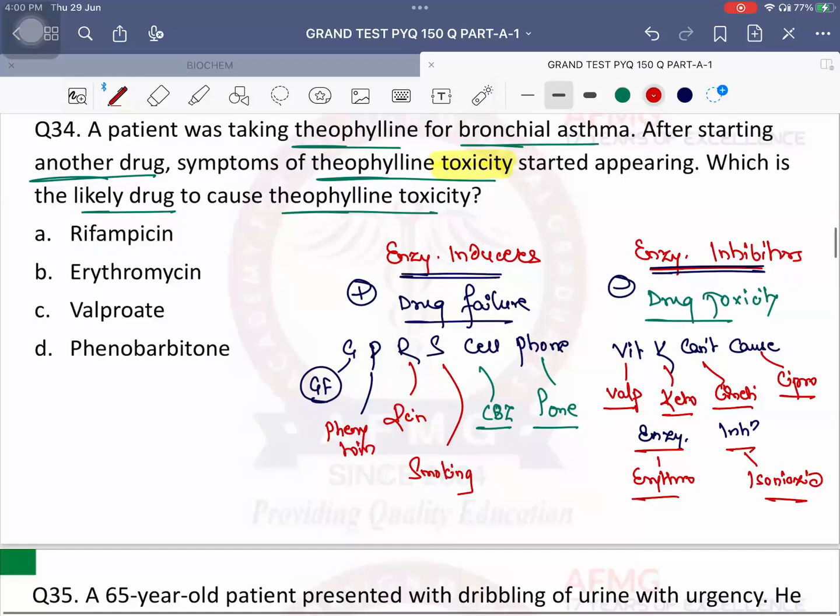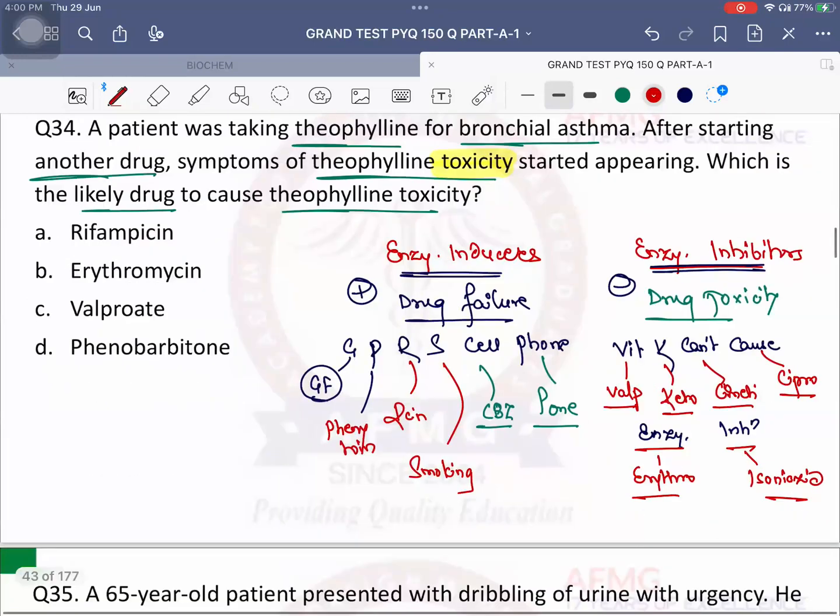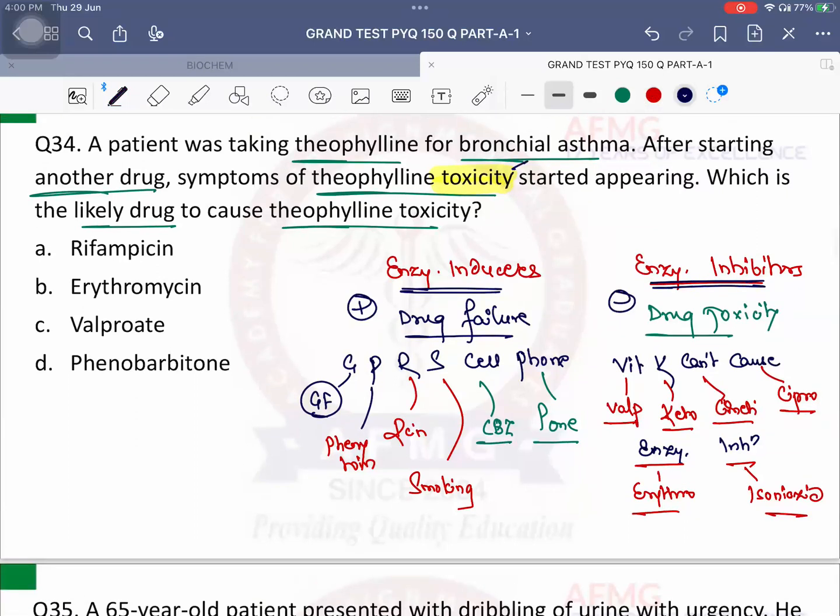So important is this. Okay, at least remember this mnemonic, then it will be much easier. Now definitely they are saying toxicity. So the other drug is an enzyme inhibitor or enzyme inducer? Enzyme inhibitor. Therefore, the patient is developing drug toxicity. So now we have two drugs, valproate as well as erythromycin. Usually valproate has less chance of causing enzyme inhibition as compared to erythromycin. So here the best answer should be erythromycin itself.